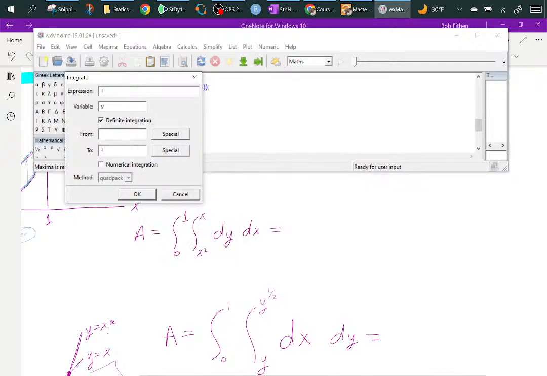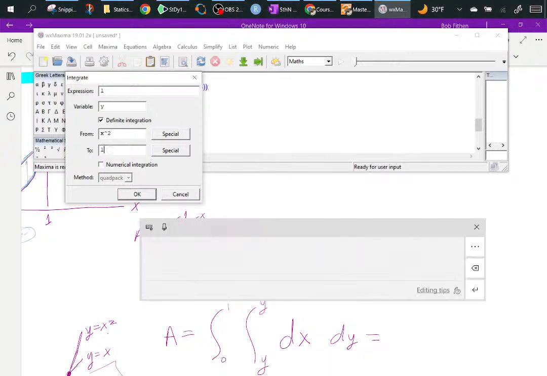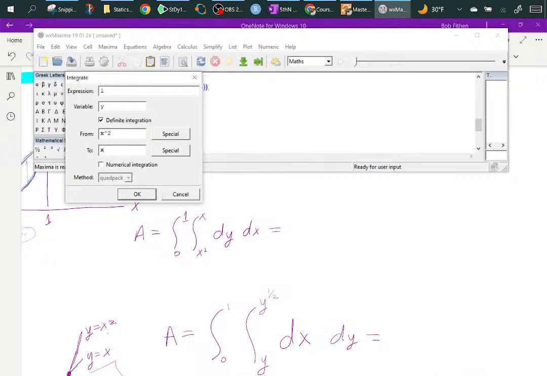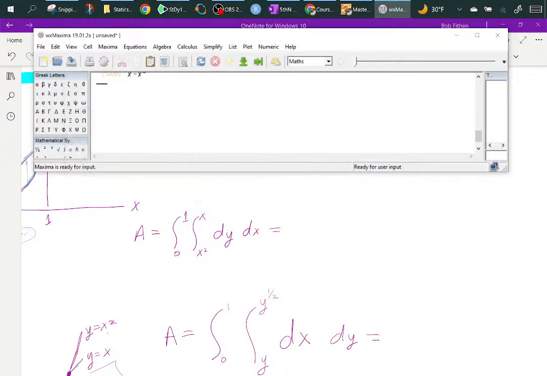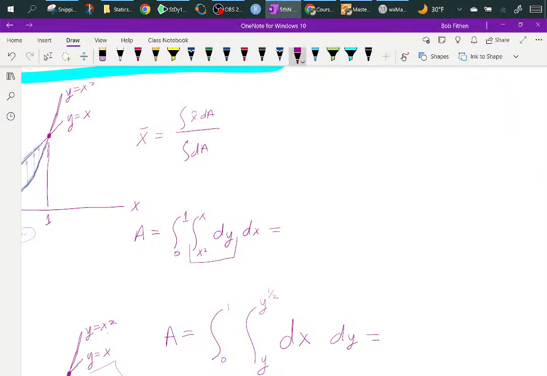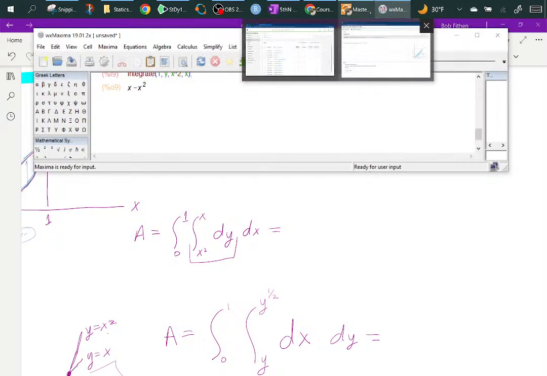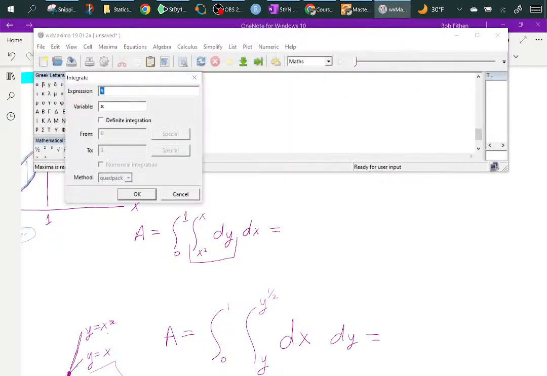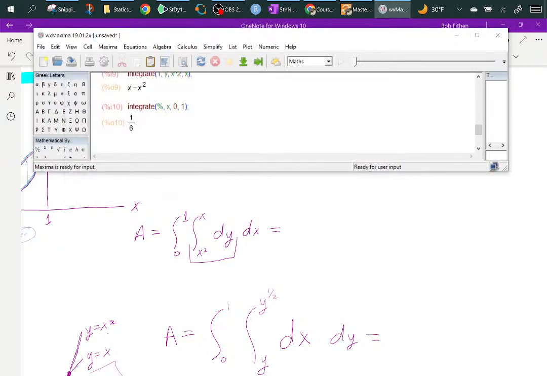Okay, give me a second. X squared to x. Produce that integral, and you have x minus x squared. Now, that is this part of the integral. Now I'm going to just do the remainder, which is calculus, integrate, take the percent, dx, and I'm integrating from 0 to 1, and I get 1/6.